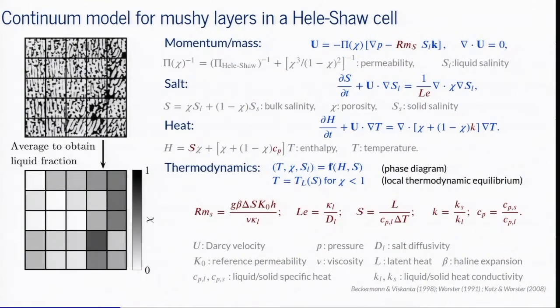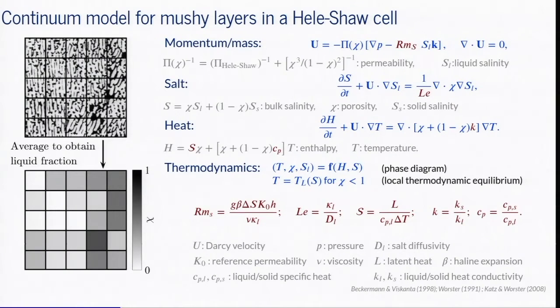The bulk salinity will evolve due to the advection and diffusion of the liquid phase, and the heat or enthalpy will evolve due to advection and diffusion of the temperature. The temperature, liquid salinity and porosity are in turn calculated from the enthalpy and the bulk salinity according to some phase diagram that we'll prescribe. And we assume that there's this idea of local thermodynamic equilibrium, which means that wherever you have porosity less than 1, so you're in the mushy layer, the temperature is tied to a liquidus, which is controlled by the salinity. What this basically means is that as you get colder, you also get saltier.